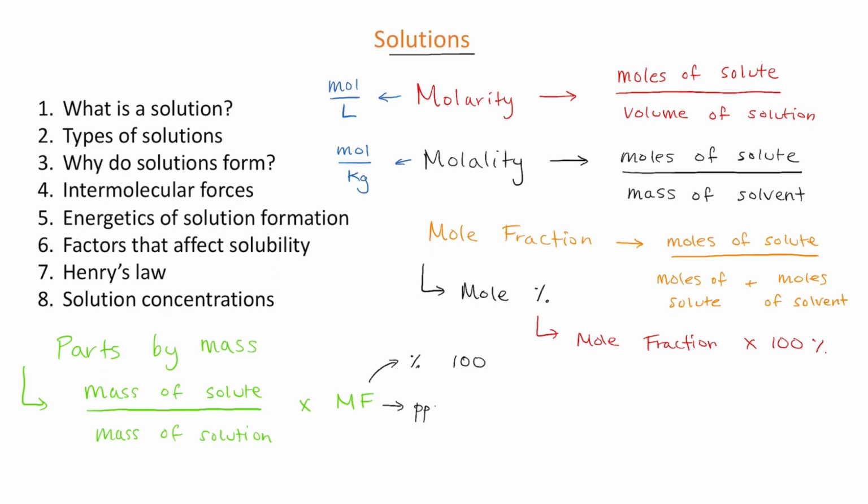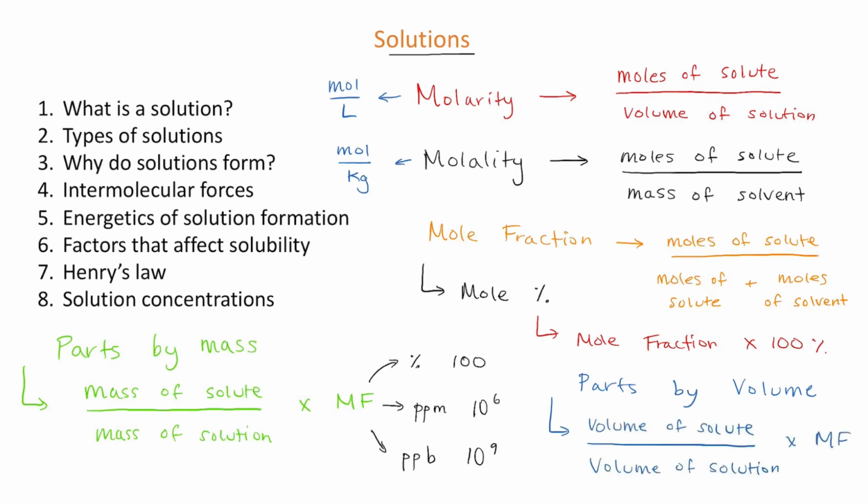If you need to find the parts per million, which is ppm, the multiplication factor would be 10 to the 6. If you need to find the parts per billion, so ppb, the multiplication factor would be 10 to the 9. And the last way that we can express a solution's concentration is using parts by volume.